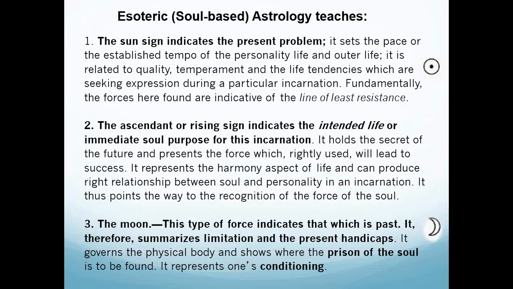So in these three, sun, ascendant, and moon, we have the present, which is the sun. We have the future, which is the ascendant, and we have the past, which is the moon. If you do nothing else and you look at these three areas of the chart, it gives you a very, very good understanding of a lot about that person. The past, the present, the future. But think about it. Why is the moon the prison of the soul? Why is the sun our present problem?